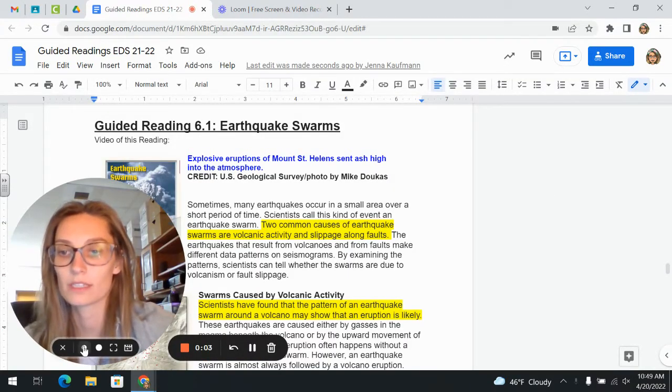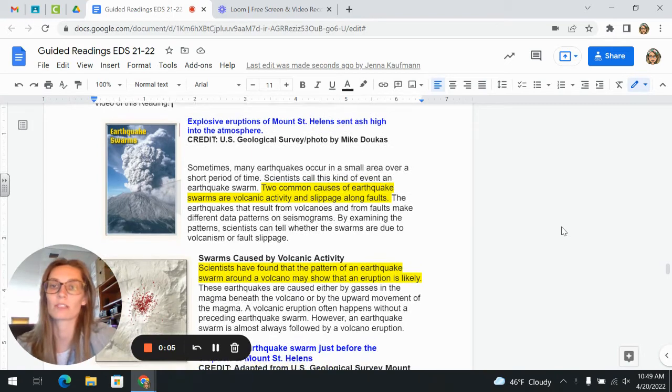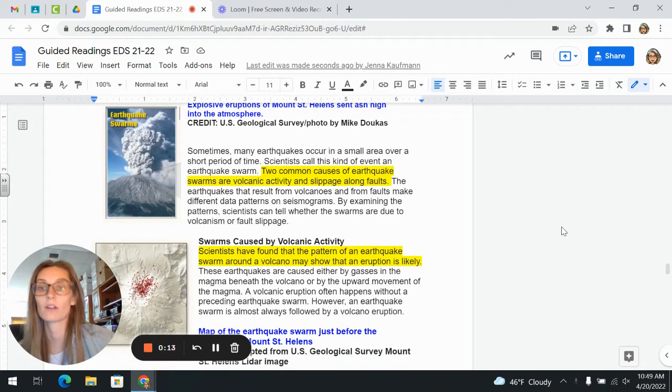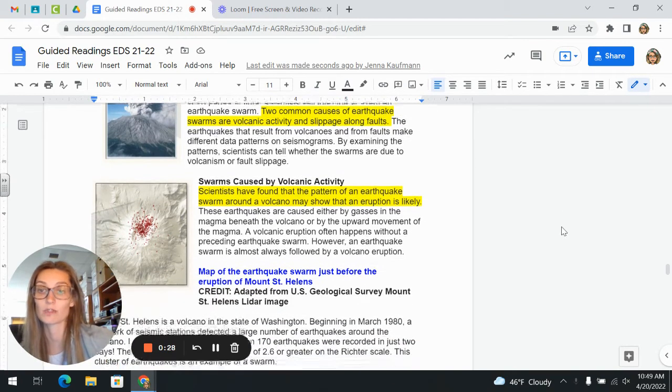Earthquake swarms. Sometimes many earthquakes occur in a small area over a short period of time. Scientists call this kind of an event an earthquake swarm. Two common causes of earthquake swarms are volcanic activity and the slippage among faults. The earthquakes that result from volcanoes and from faults make different data patterns on seismograms. By examining the patterns, scientists can tell whether the swarms are due to volcanism or fault slippage.